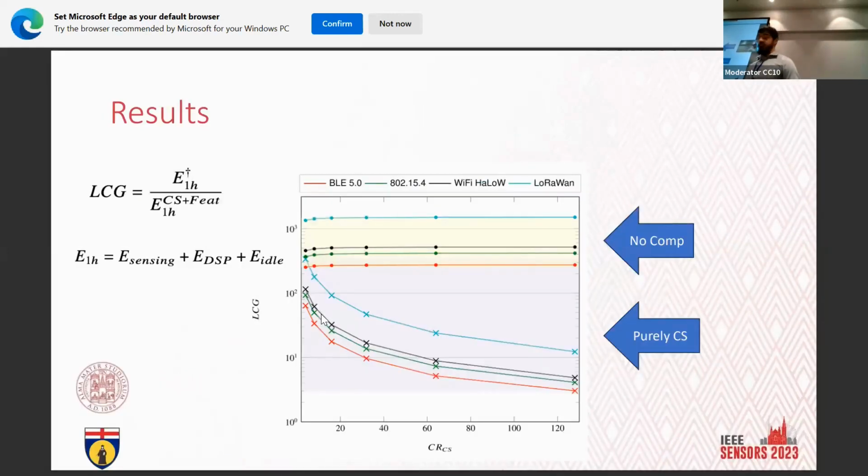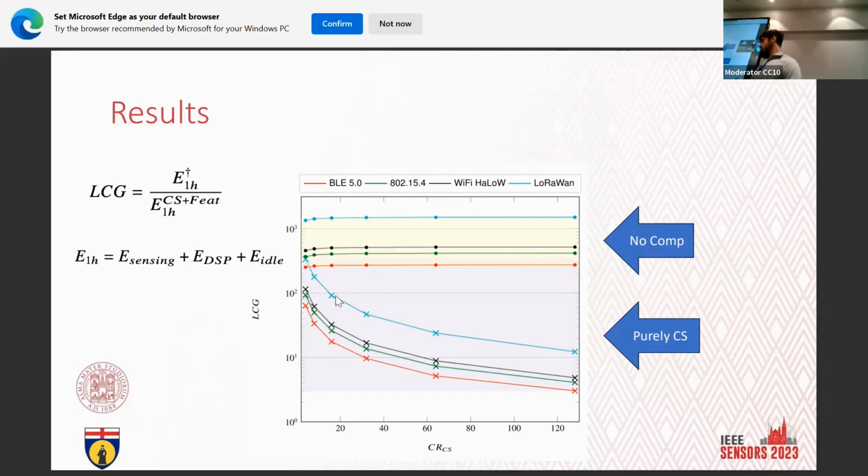As you can see, if you do not do compression, you pay a lot of energy. In fact, in the worst case, our gain in terms of energy is higher than 10 at 2. So we gain a lot of energy. But this is reasonable because we have to transmit a lot of coefficients. And in fact, the transmission with protocols that are much longer range is more energy demanding.